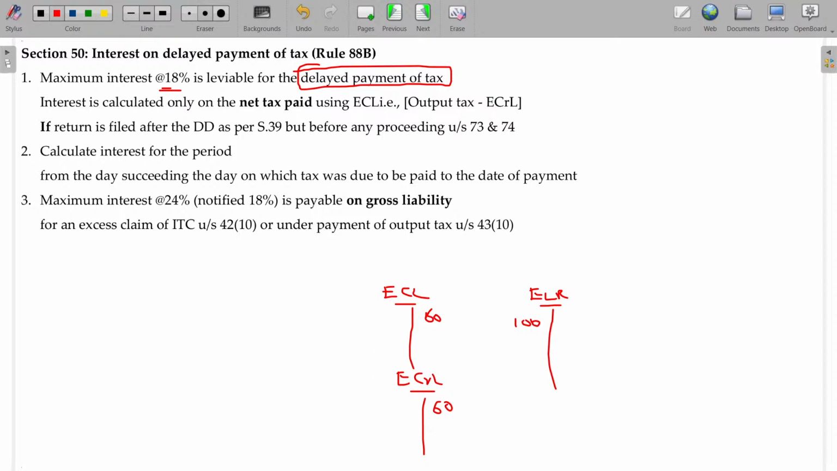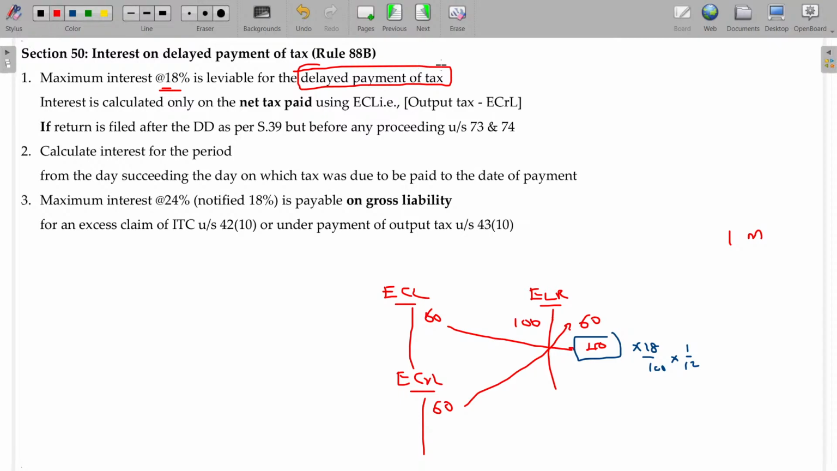Now you delayed paying this amount. You delayed by a month. Thereafter you paid. While paying, you use this 60 rupees for this. For the balance shortage, you pay from the electronic cash ledger. Now you have to pay 18% interest on what? The interest will be payable only on this 40, for 1 month. Is that okay?